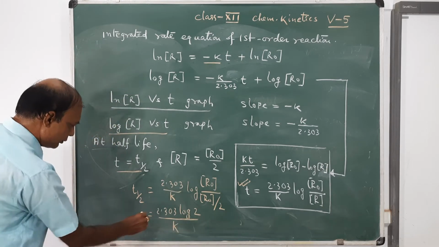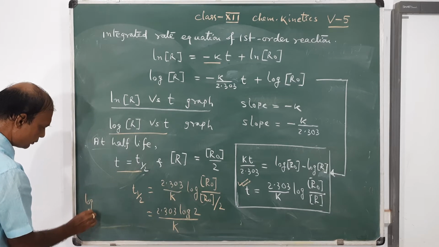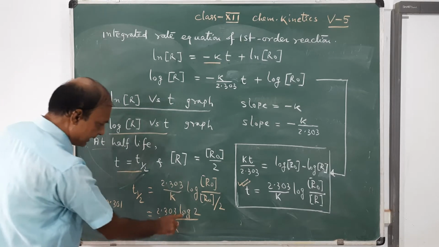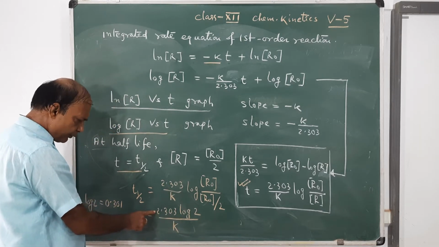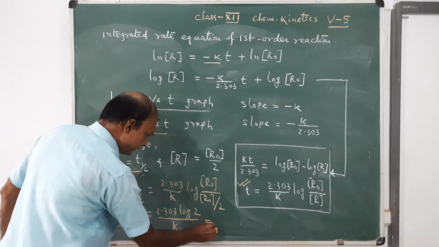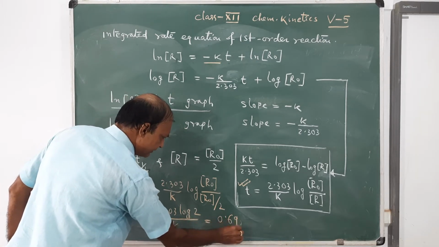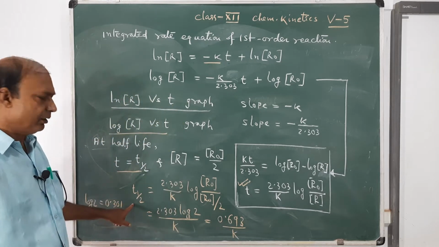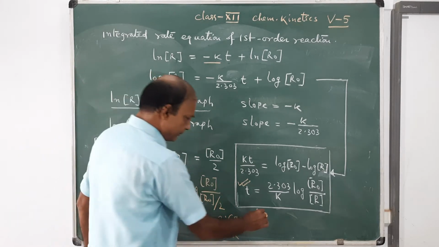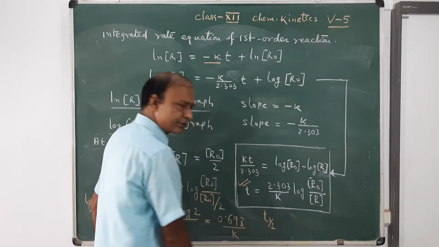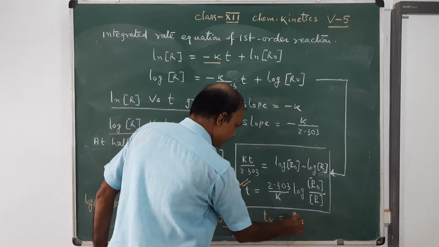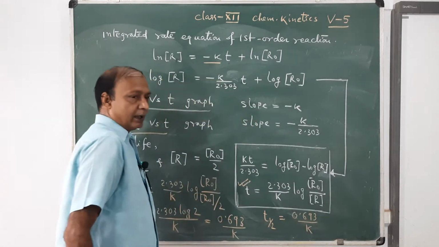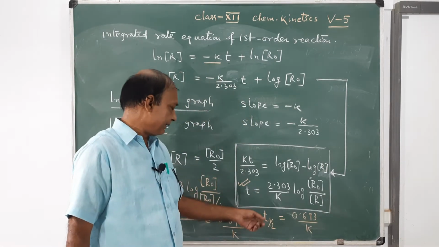As you know, log 2 equals 0.301. Putting this value, multiplying with 2.303, you will get 0.693 by k. So this is the half-life expression for first order reaction. Therefore, we come to know that T half for first order reaction is equal to 0.693 by k.